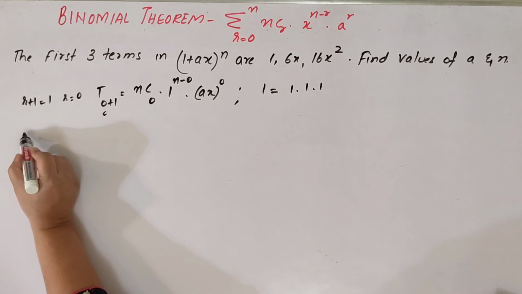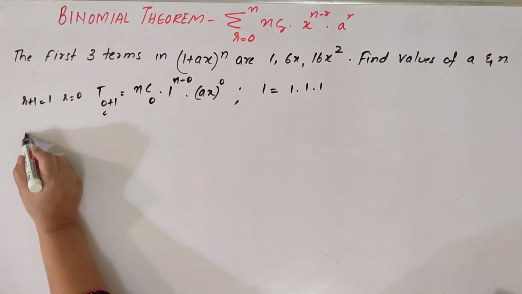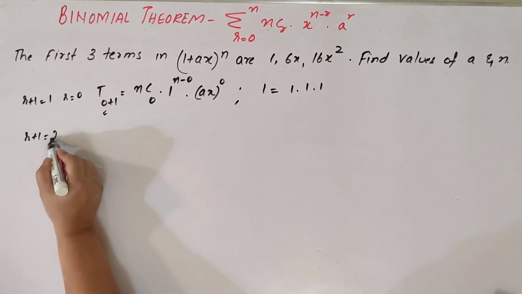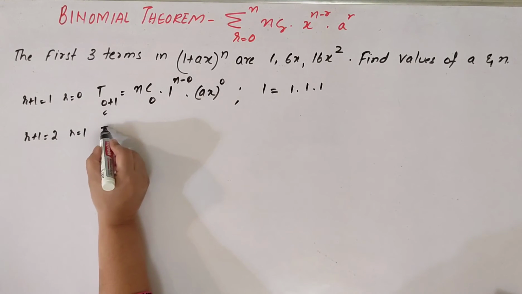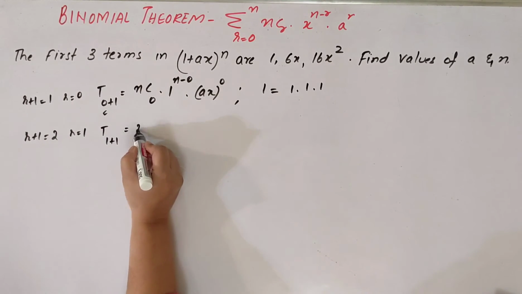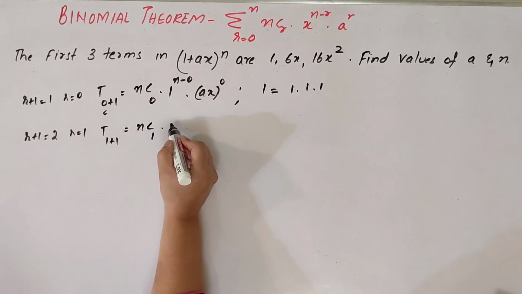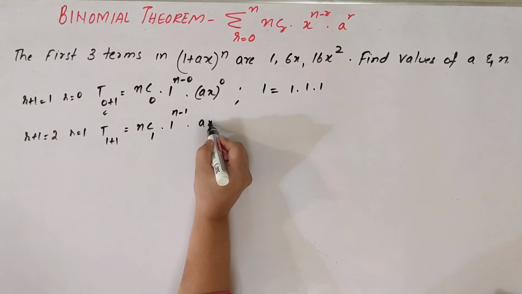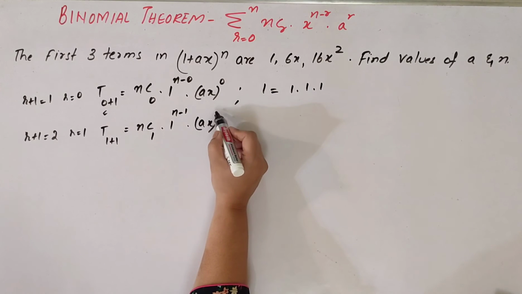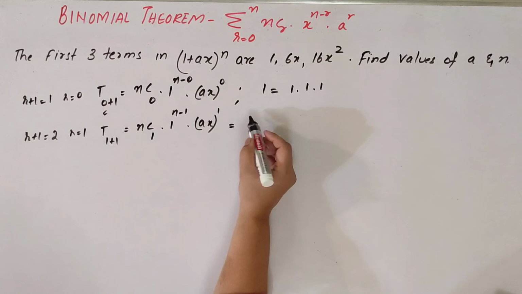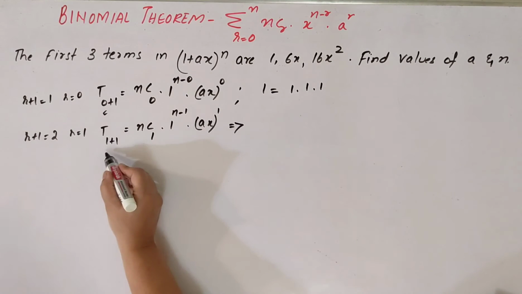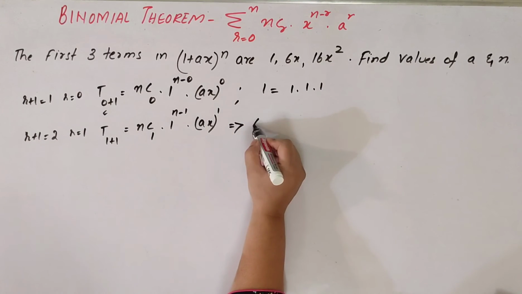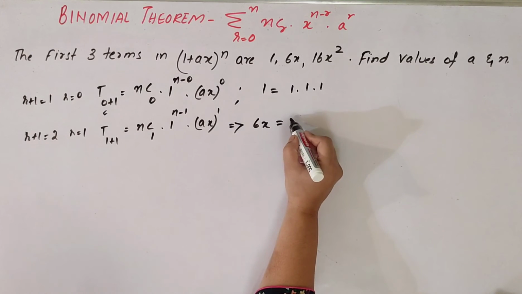The second term is, r plus 1 is 2, which means r is equal to 1. So the second term is nCr, which is nC1, into 1 to the power n minus r, r is 1, into ax to the power r, which is 1. So what is the second term that is given to us? That is 6x. 6x is equal to nC1.